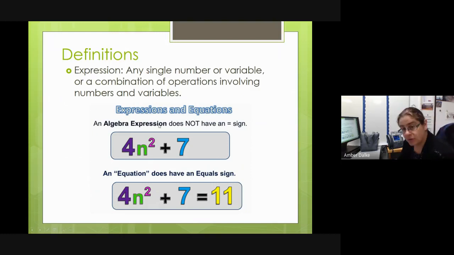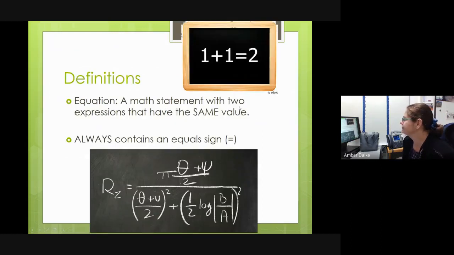It does not have an equal sign. We don't know the value of it. We don't know how much it's worth. An equation, on the other hand, does have an equal sign. It has two parts that are equally balanced. They're perfectly equal to each other. So this on the bottom is an equation. This on the top is an expression.